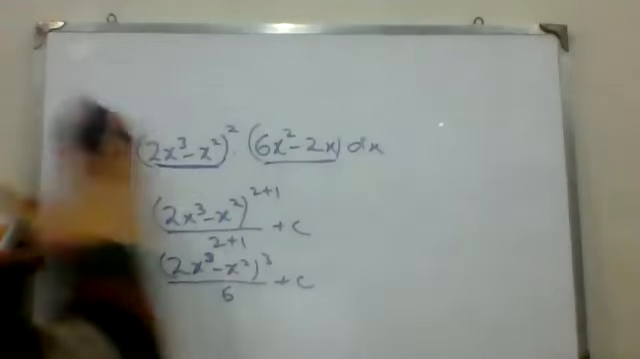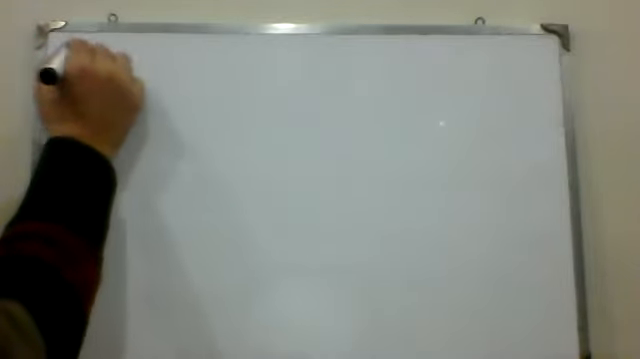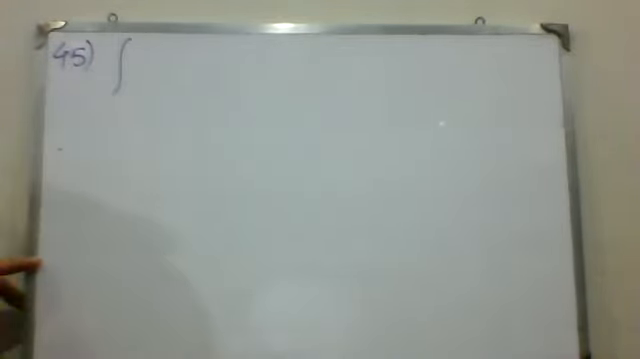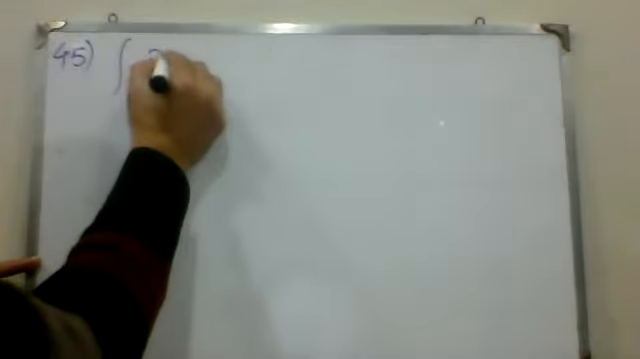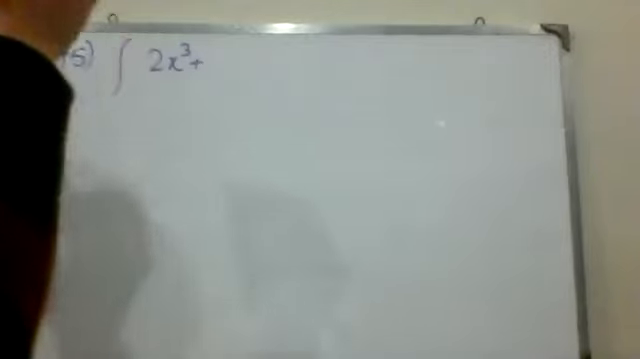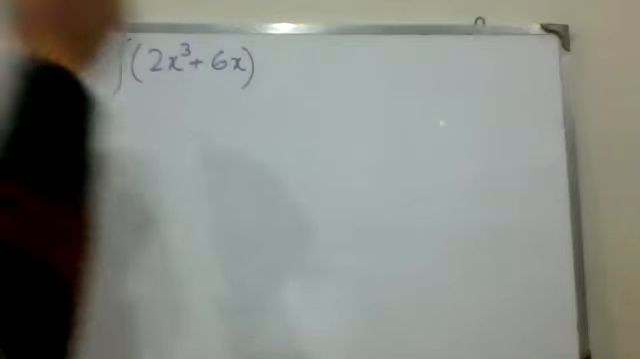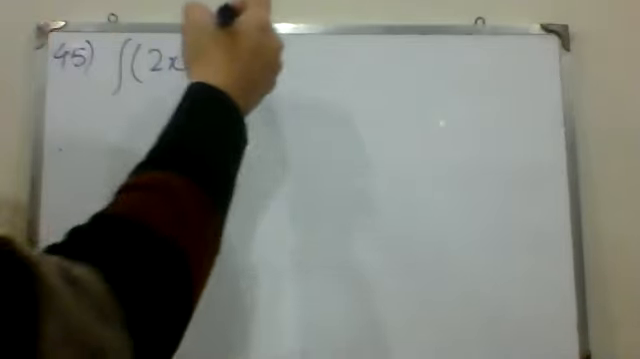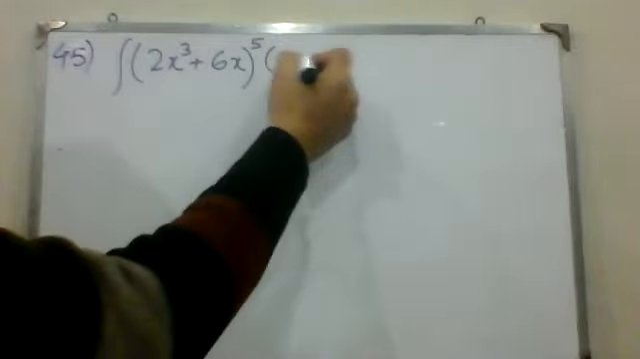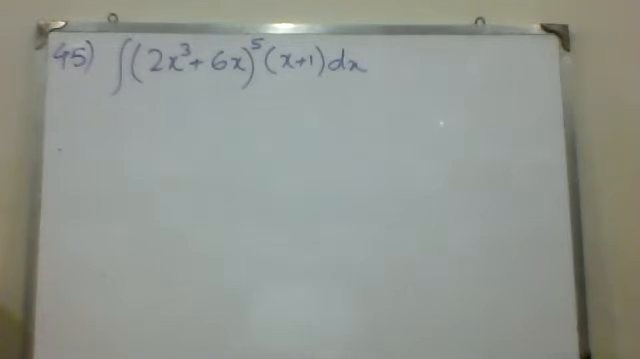Question number 45. In 45, integral of (2x to the power 3 plus 6x) whole power 5, times x plus 1 dx. So now, how can we solve that problem?